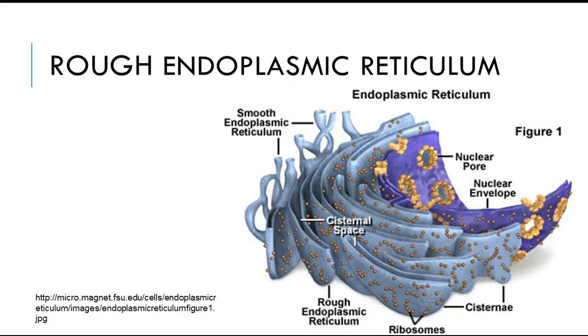What does a rough ER do? What's its job? Binding site. Binding site for the ribosomes. And because there's a binding site there, what happens? Proteins are made. So translation happens here. Oh, sorry.